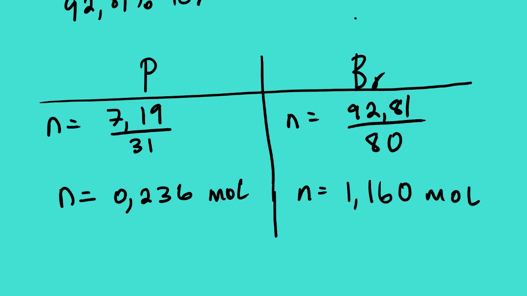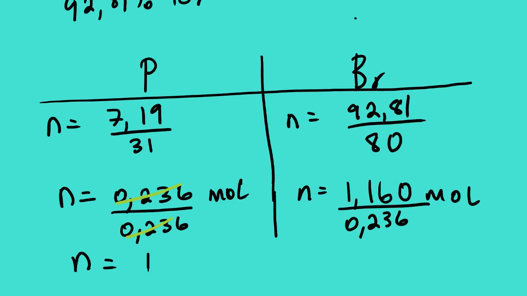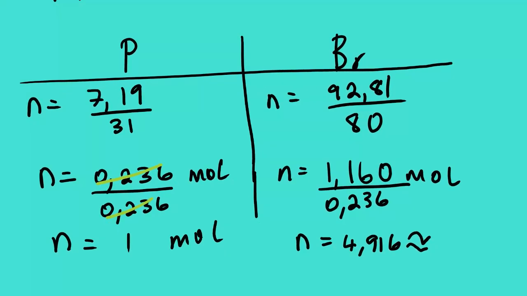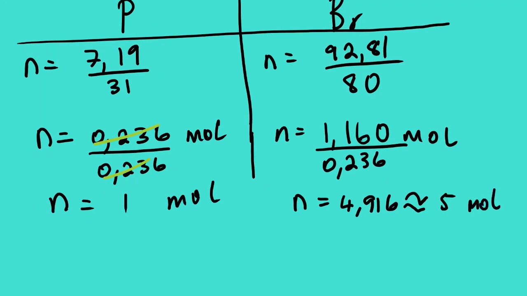So we can see the smallest is 0.236, so we divide both by 0.236. This one will result in 1, so we have 1 mole. And this one we get 4.916, and when we round off to the nearest whole number, we get 5 moles. Then we conclude that the empirical formula is PBr5.